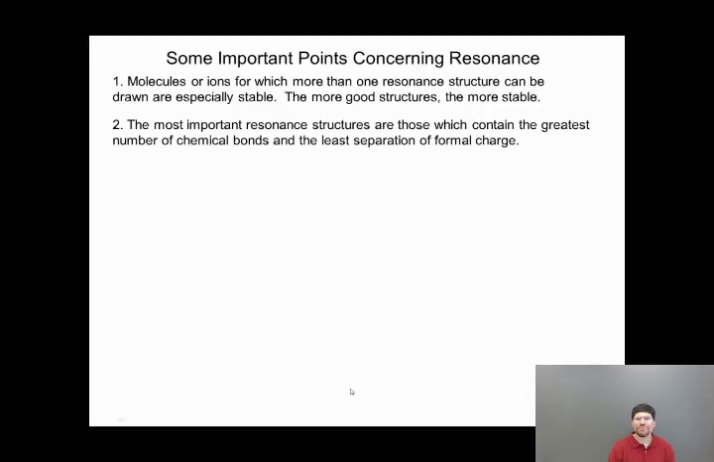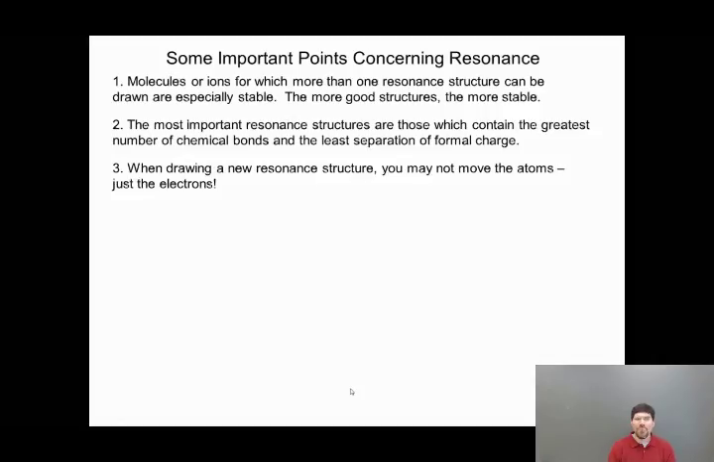Secondly, the most important resonance structures are those which contain the greatest number of chemical bonds. You always want to maximize the number of bonds and minimize the separation of formal charge. If you can put a bond between two atoms rather than putting a minus on one of them and a plus on the other, you want to do so.